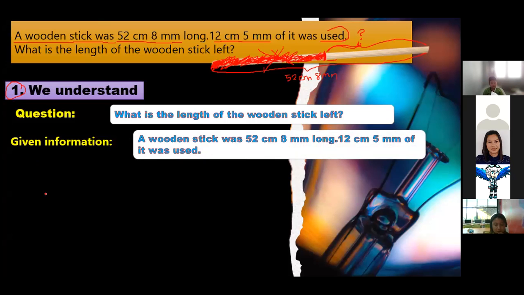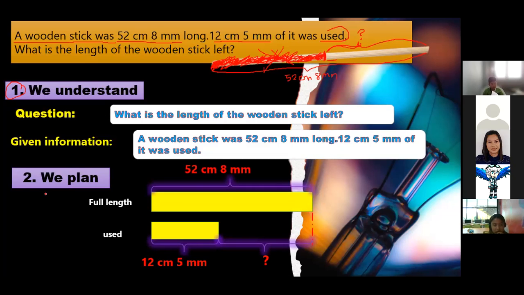We plan. Very good. So what will we do in we plan? Answer: we will draw a bar model. Okay, remember, in we plan, we have a bar model. So this is the example of a bar model.